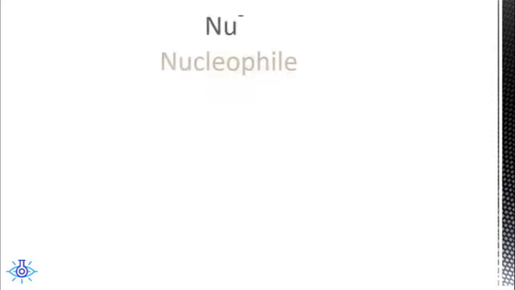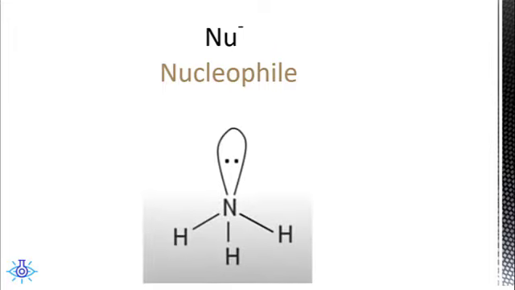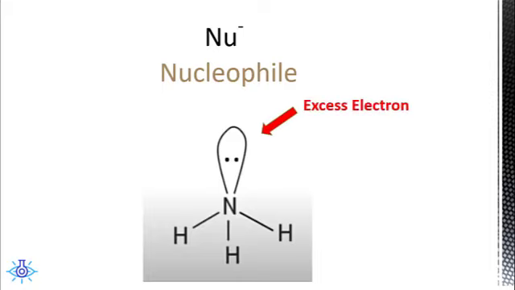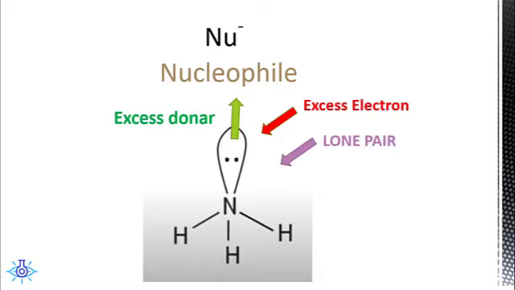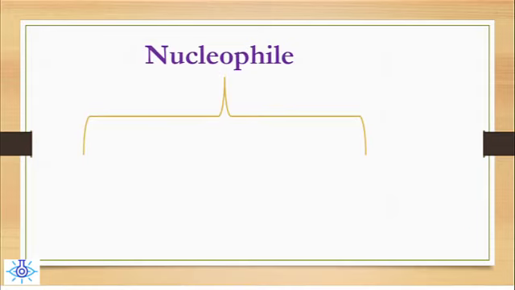Now let's learn about nucleophiles. Nucleophiles are electron rich, unlike the electrophiles. They have excess electrons, so they have a tendency to donate electrons. Hence, nucleophiles are also called electron donors. They have lone pairs of electrons and negative charge on them. Nucleophiles are classified into three types: negative nucleophiles, neutral nucleophiles and ambident nucleophiles.